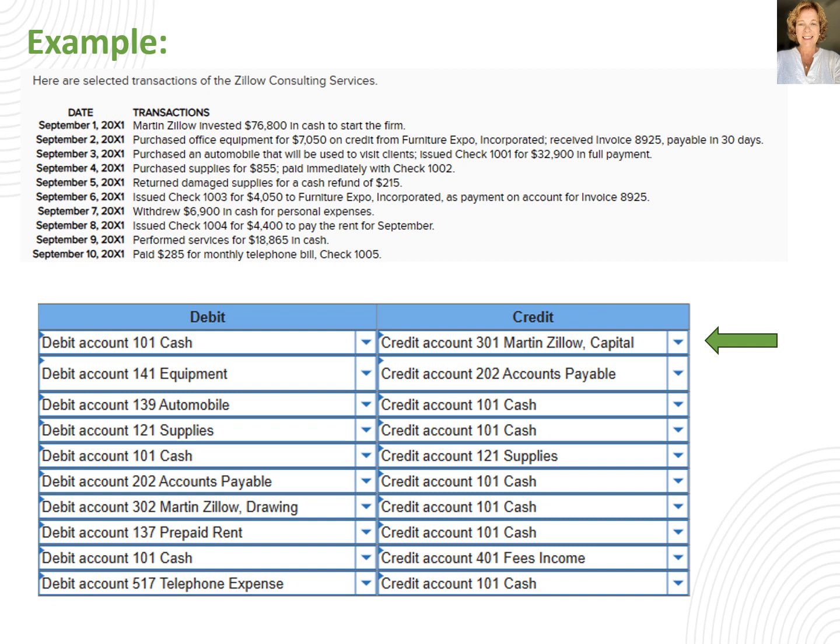Now we need to classify cash and the obligation to Martin Zillow. Cash is an asset, and assets increase with debits. Therefore, we need to debit cash. The obligation to Martin Zillow is an obligation to the owner and is part of owner's equity, which increases with credits. Therefore, we need to credit Martin Zillow capital.